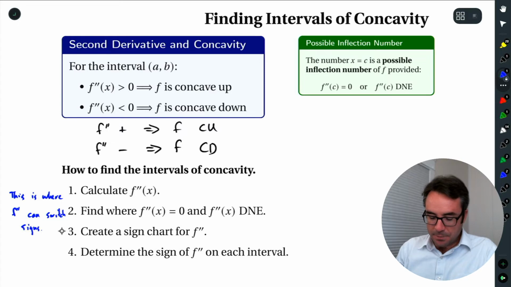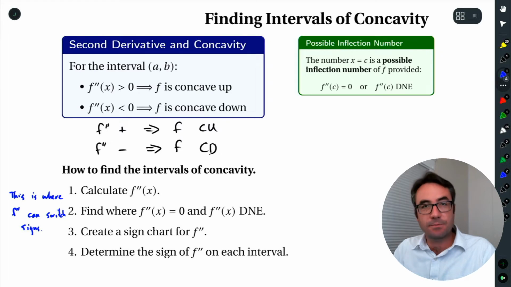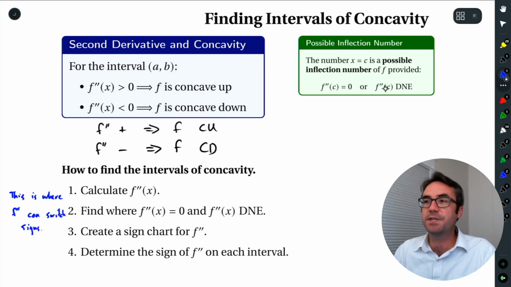These places where f double prime is 0 and where f double prime does not exist are important for our consideration, and we're going to give them a special name. We're going to call these the possible inflection numbers. The number x equals c is a possible inflection number of our function, provided either the second derivative at c is 0 or the second derivative at c is undefined. That's just a little terminology.